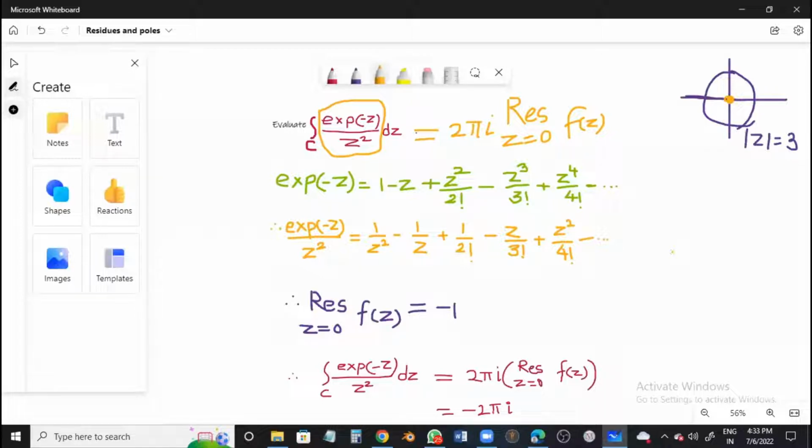Now all of us know what the residue is. Residue is the coefficient of 1 upon z. So what is the coefficient of 1 upon z? You observe over here, this term is important to us. The coefficient of 1 by z is simply minus 1. So the residue at z equal to 0 is minus 1. And you just put it back inside this formula. What is the answer? Minus 2 pi i. I suppose you followed me. Got it?